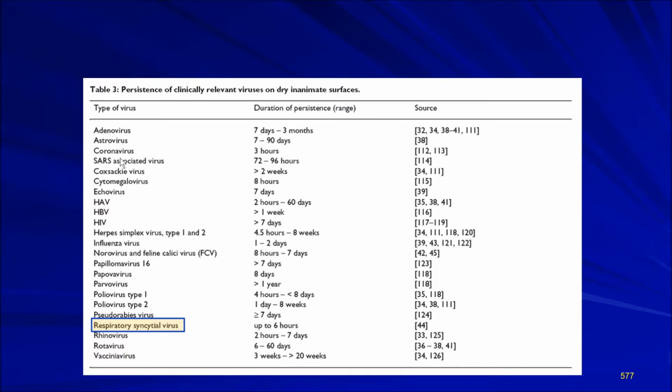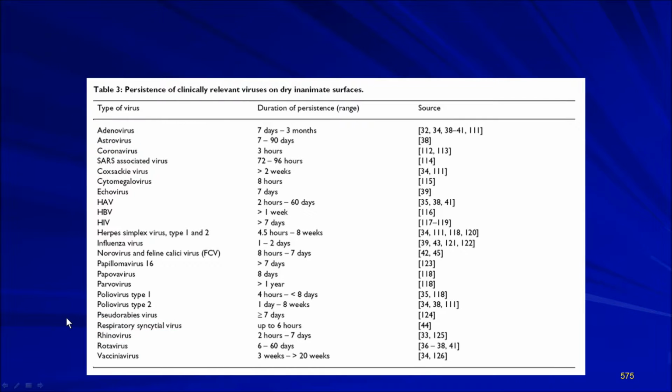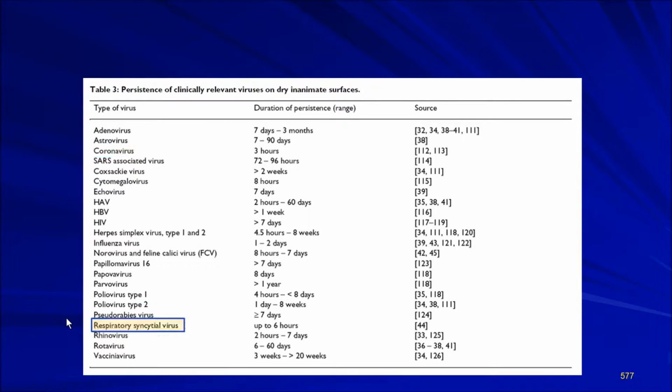So respiratory syncytial virus is extremely important as well, as we can see here, it lasts up to 6 hours. And so we want to pay special attention to that one as well. Here we see the influenza virus lasts up to 1 to 2 days on various surfaces, and we'll cover that in more detail on this next slide.